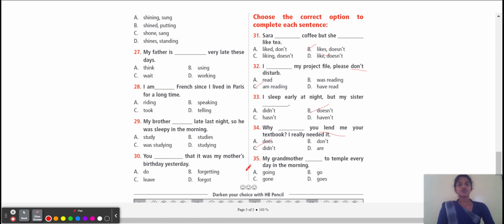Here is the 35th question. My grandmother dash to temple every day in the morning. In the morning means that it is present tense. So here you can pick the option goes. Go is not suitable for the sentence. Why? Because my grandmother is a singular subject, so we can add es in the sentence.